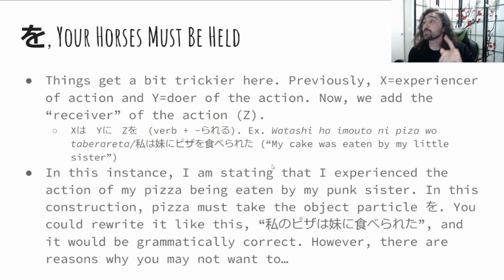Oh, and hold on. I screwed that up. Sorry, I totally screwed that up. So imoto ni is taking it, right? So it's by way of her is what I meant to say, that it's by way of her that I'm having this. So I'm the subject, right? I'm the subject because I'm experiencing it, is what I meant to say. I'm the one experiencing it. That's why I get the topic particle, right? Because I am the experiencer of the pizza being eaten by my little sister, by way of my little sister.